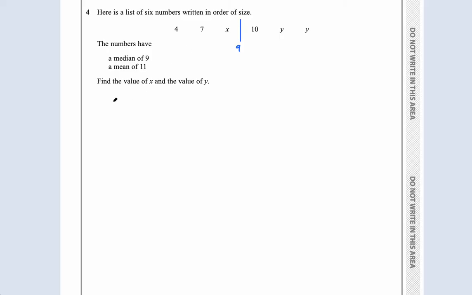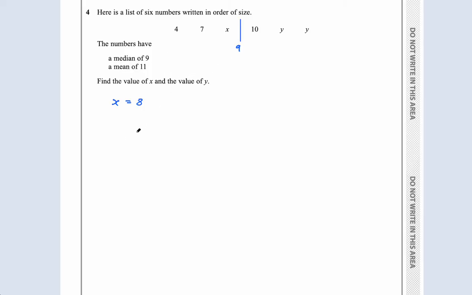X has to be 8. Because if 9 is halfway between x and 10, then x has to be 8, because we're going to have 8, 9, 10. So now I have x. And it says all these numbers have a mean of y. So now I need to find y.